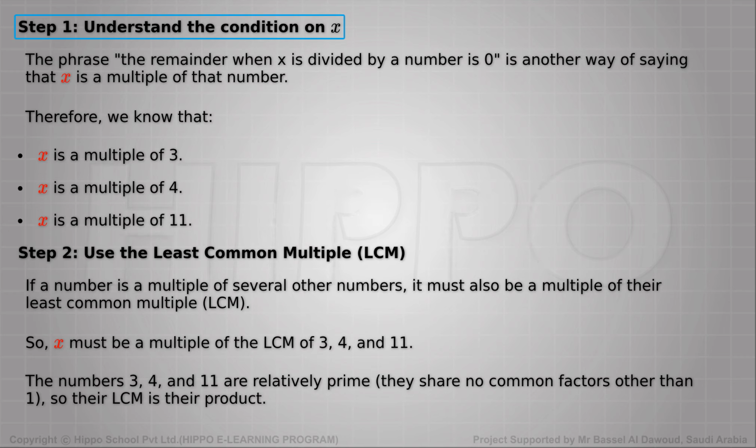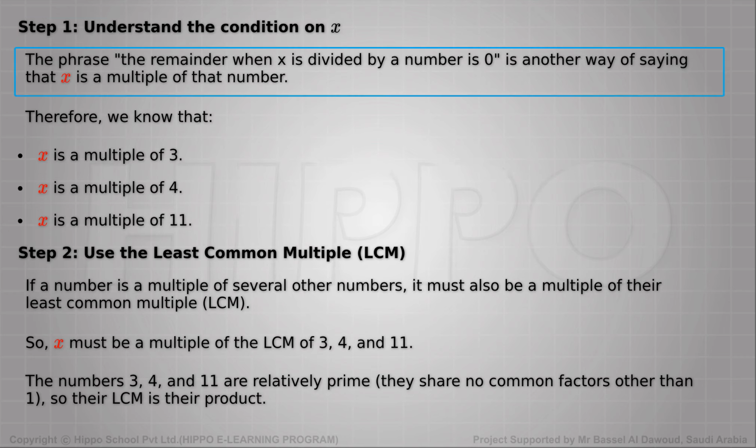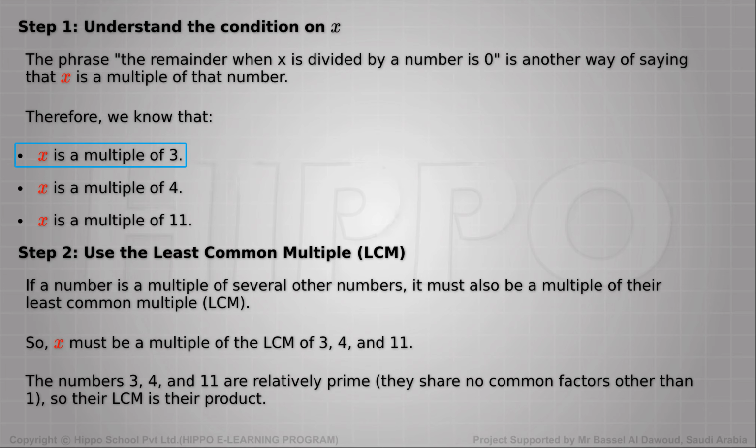Step 1 is to fully understand the conditions. As we've just discussed, this means x has to be divisible by 3, 4, and 11 with no remainder. You can see it listed clearly. x is a multiple of 3, x is a multiple of 4, and x is a multiple of 11. It's not one or the other. It has to be all three simultaneously.